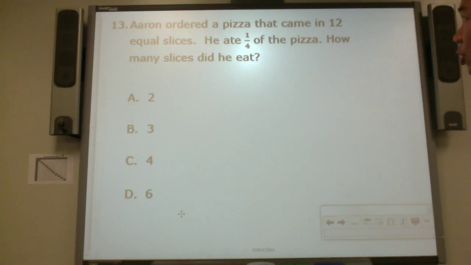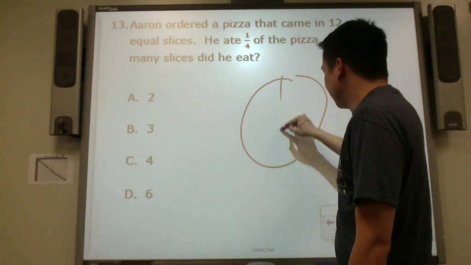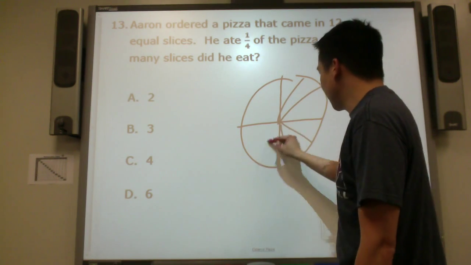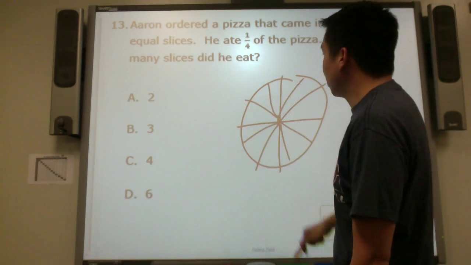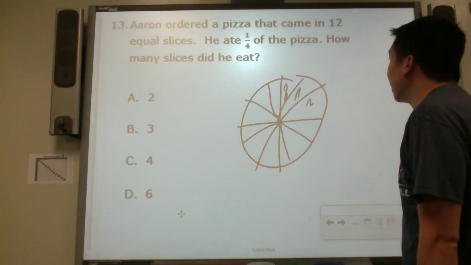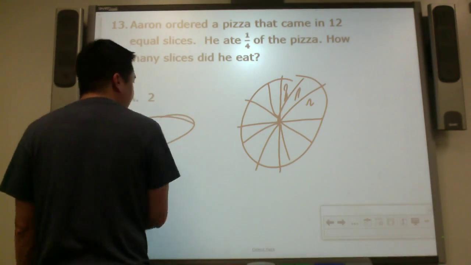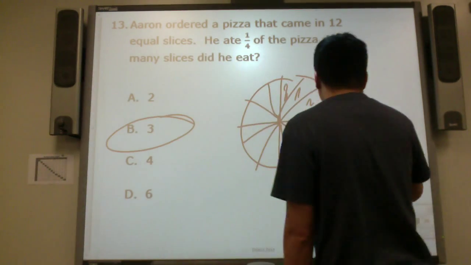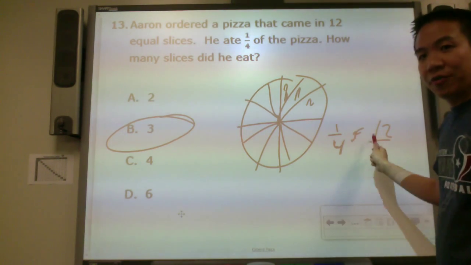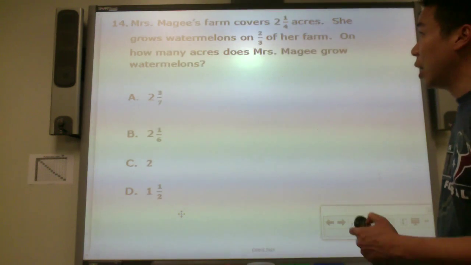Number 13. Aaron ordered a pizza that came in 12 equal slices. 1, 2, 3, 4, 5, 6, 7, 8, 9, 12 slices. He ate 1/4 of it. He ate this one, this one, this one. How many slices did he eat? 3 slices. B is the answer. Or you could do 1/4 of 12. Turn that into a fraction. That's 12/4, or 12 divided by 4 is 3.